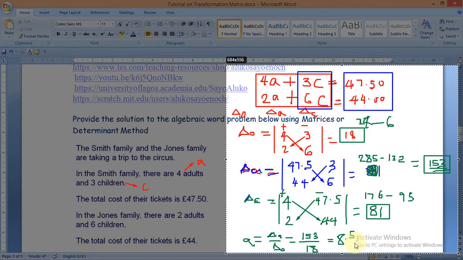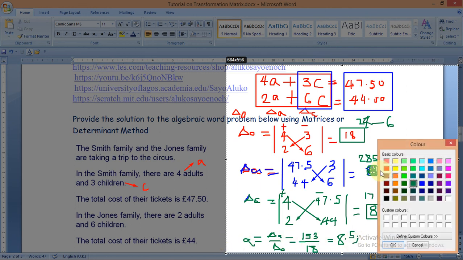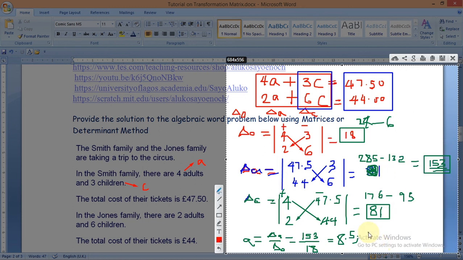Similarly, for C, let me just change the color now. C, that is children, will be delta C divided by delta naught. Delta C is 81, so 81 divided by 18. What is 81 divided by 18, guys? That is 4.5. I will confirm by substituting into the equations, because time is fast spent.